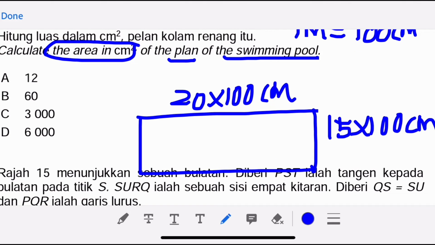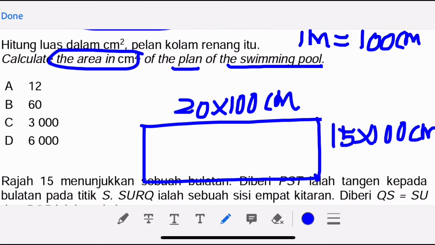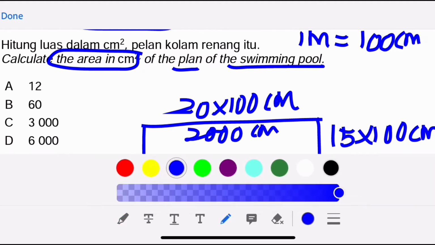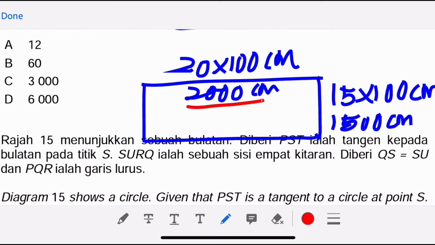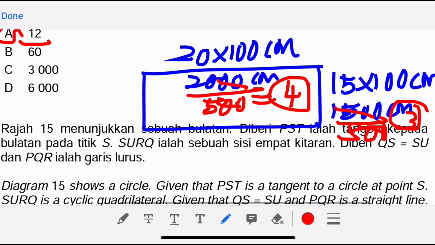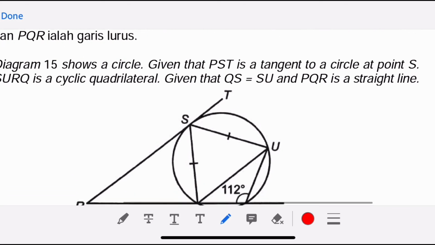So we are going to use a scale. This is 2000 centimeters, here will be 1500 centimeters. If we use the scale, 500 is represented by 1. So in actual, we need to divide by 500, divide by 500. So it will become 4, and here will become 3. So it's just 4 and 3 multiplied. So the answer is 12, right? So it's A. Let's proceed to the next one.